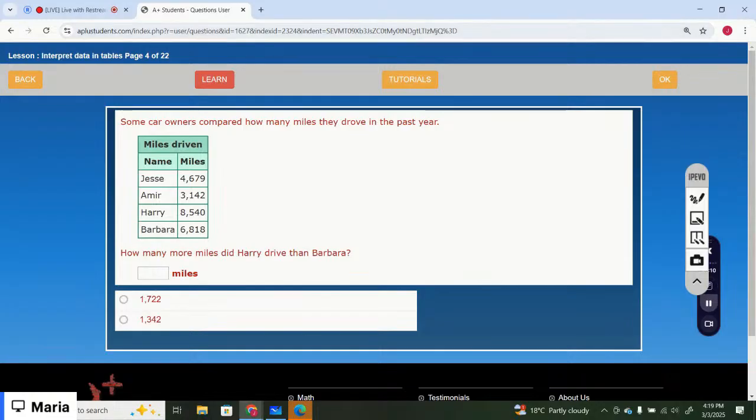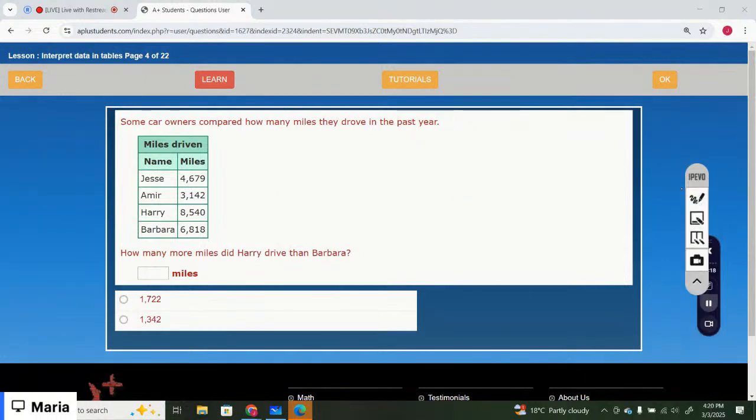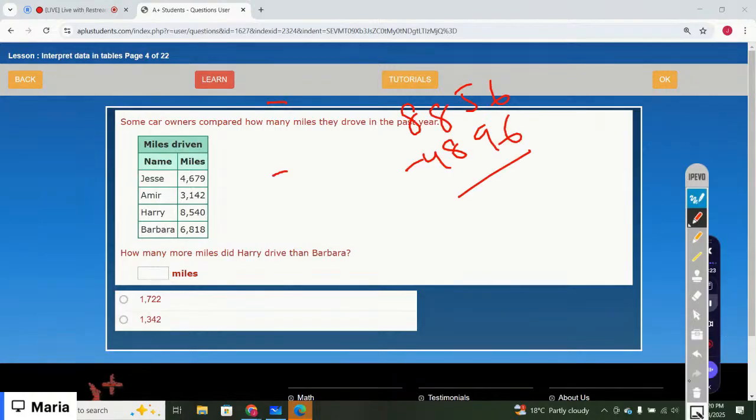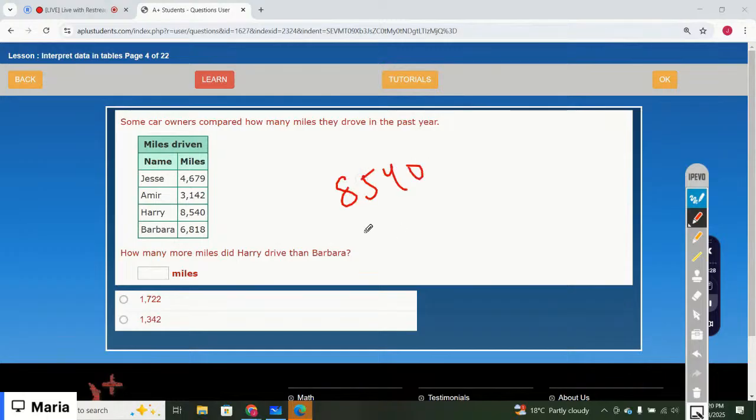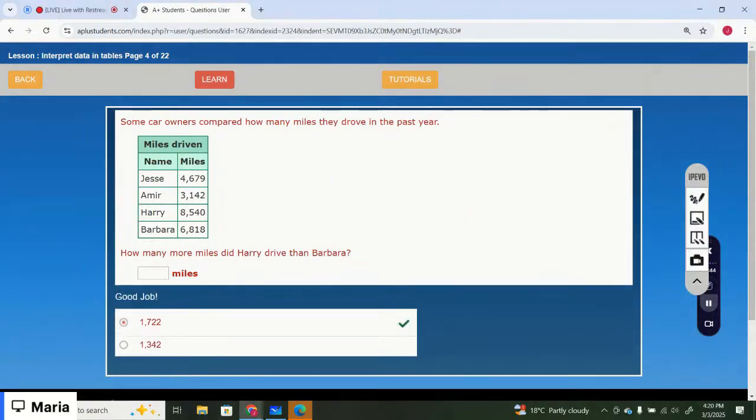How many more miles did Harry drive than Barbara? Harry drove 8,540 and Barbara drove 6,818. You need to borrow one. 10 take away 8 is 2. 3 take away 1 is 2. 15 take away 8 is 7. That is 1,722. Option number one is the correct option.